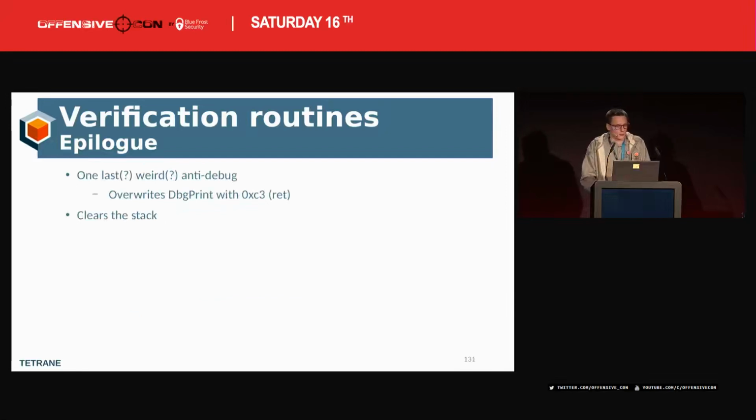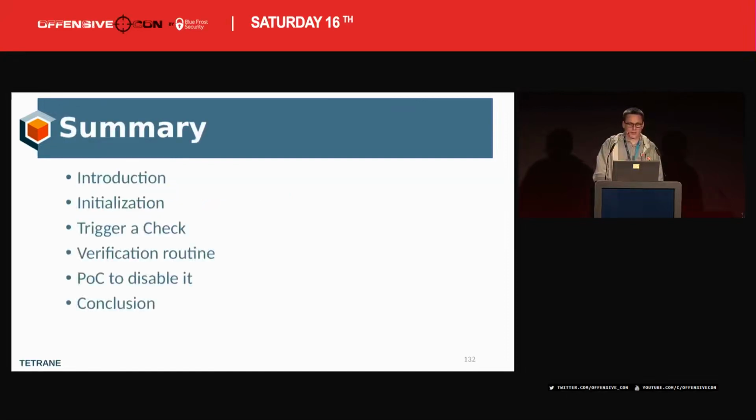There is a last anti-debug that I found interesting, because also I don't know why, but it will overwrite the DbgPrint function with the ret instruction. So basically it's saying to the attacker, no, you cannot print anything at this point. I'm not sure why, but yeah, it's an anti-debug. And it will also clear the stack so that even if you find a weird way of restoring or unhooking KeBugCheck, you won't be able to restore the stack. Yeah. So this is how the rewrite routines work.